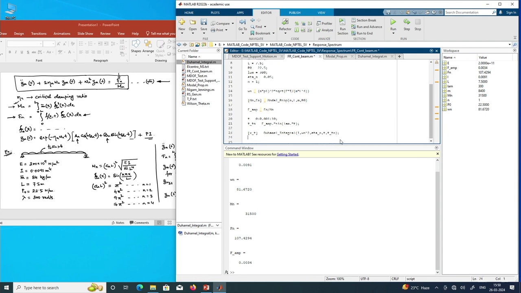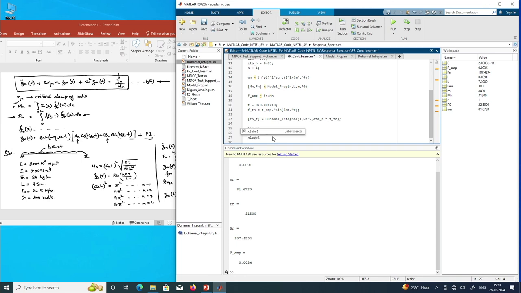Now, if I plot this, let us call it z n t, because that is the notation we use. So, what we have here: figure, then plot t comma z n t, and then let us define the x label and the y label. So, this is z n t.